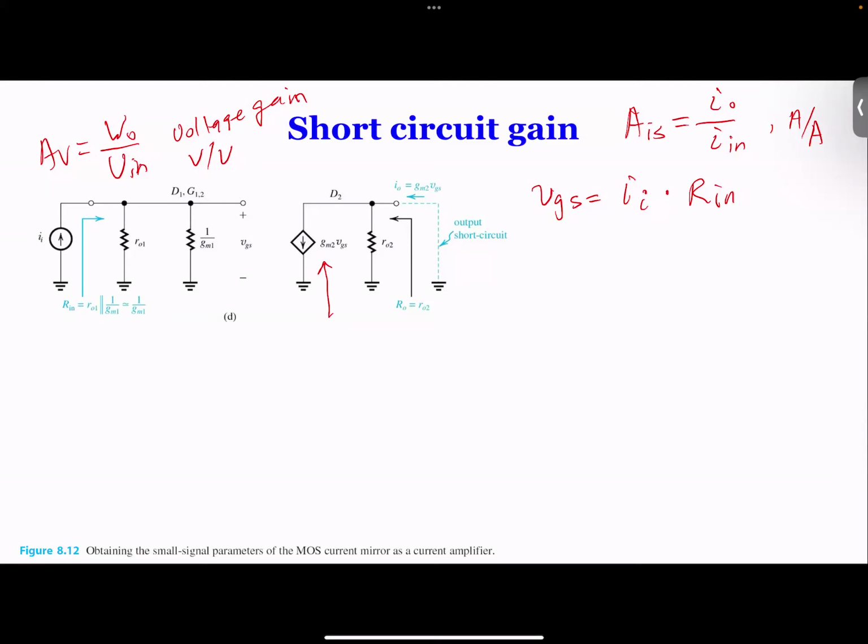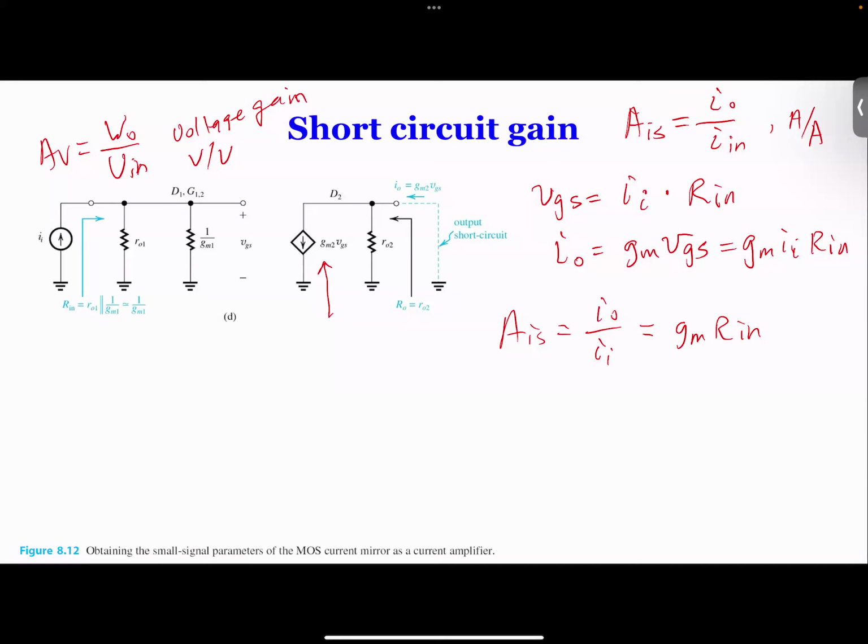do we have current in RO2? Why not? Because it's shorted, right? So both ends are ground, so there's no current. So therefore, what is your output then? Current? It's GM times VGS. So in this case, it's GM times II. So our current gain will be IO over II equal to GM times II. So we got the gain with the current gain.